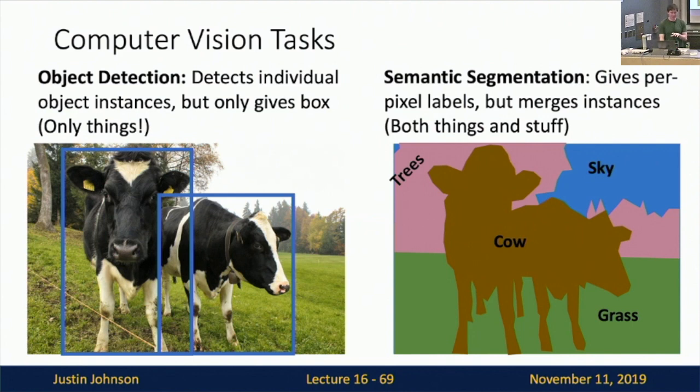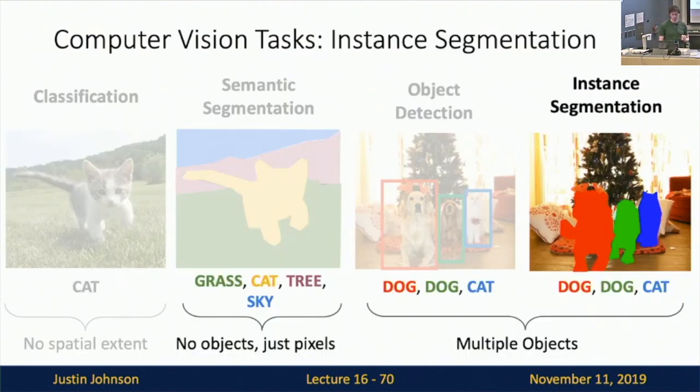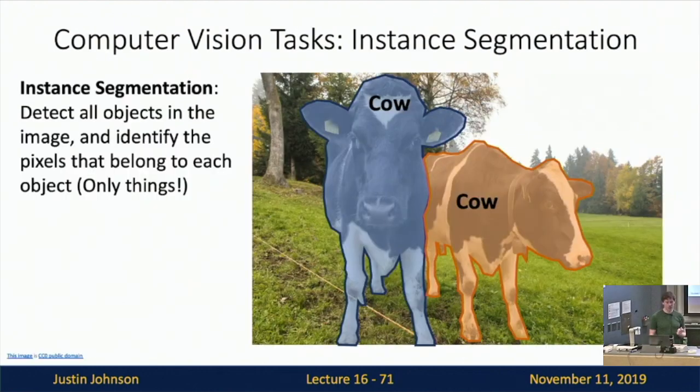And now this brings us to another distinction between object detection and semantic segmentation, which is that object detection only handles thing categories because it needs to distinguish individual object instances. On the other hand, semantic segmentation handles both things and stuff, but it throws away the notion of object instances. So a hybrid task is instance segmentation, where we jointly detect objects, and then for each object that we detect, we output a segmentation mask for the detected object.